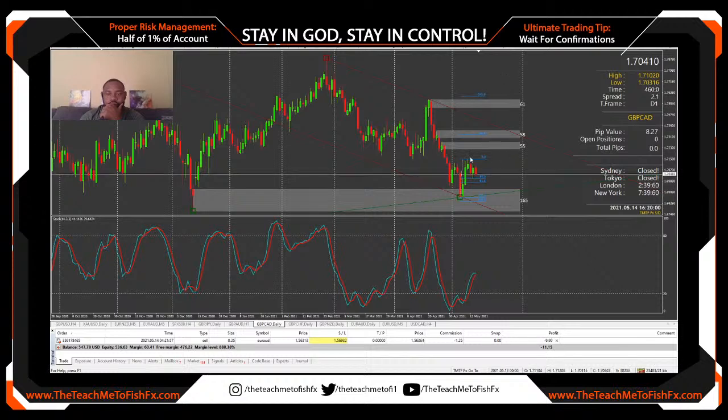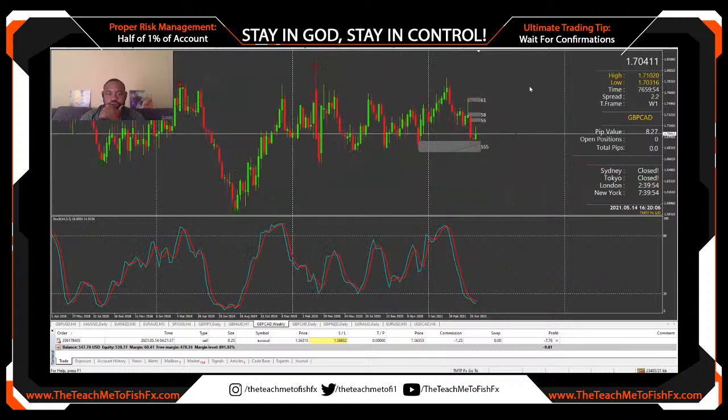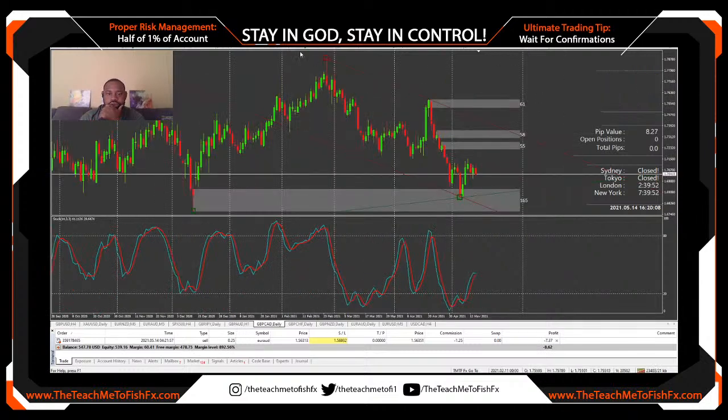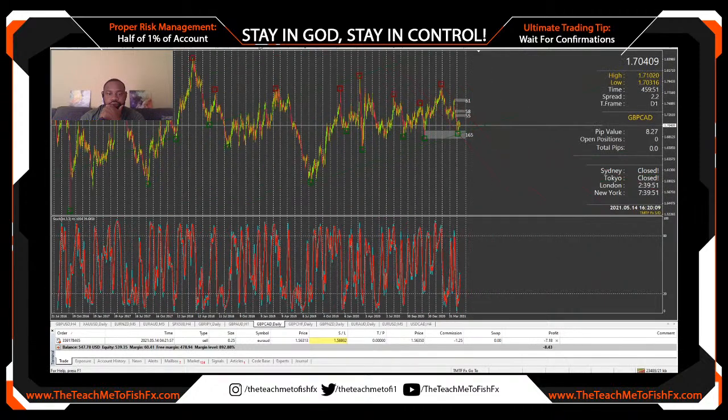Let's take a look at CAD. CAD was one of those weird ones for me, because when you look at it, it's basically consolidating. It is like in a downtrend, making lower highs. Well, it had made lower highs.